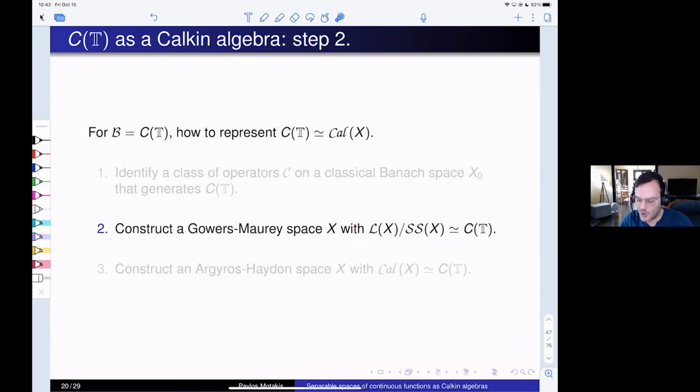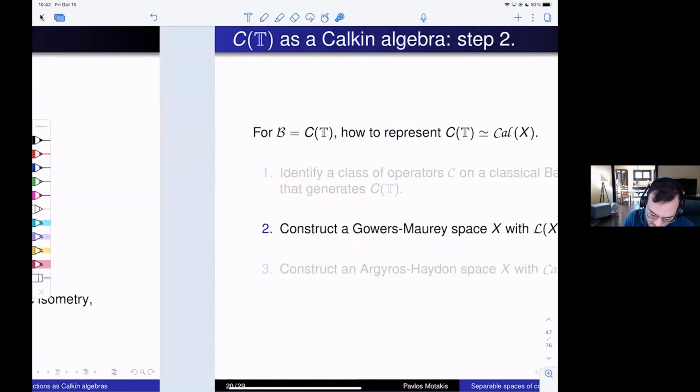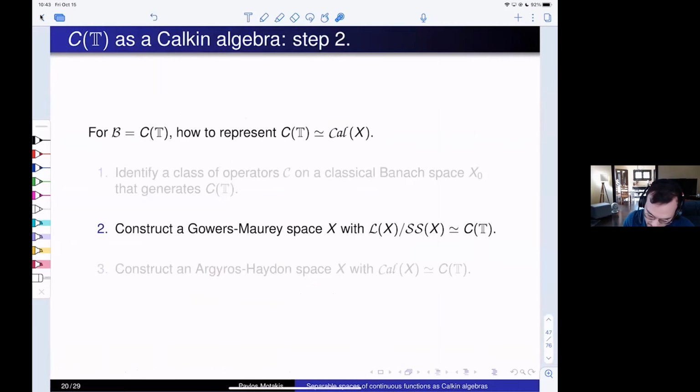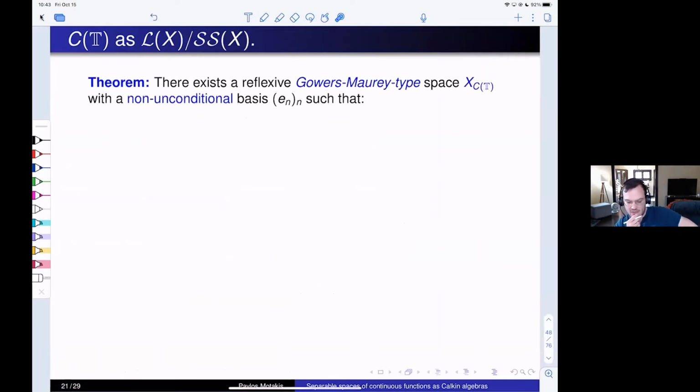I want to have these operators. I want all operators to look something like this here, plus a strictly singular operator. This is what I want. And so this is the first step. You can define a Gauss-Marie type space, and it has a non-unconditional basis, e_n. And before I proceed, this is very important.